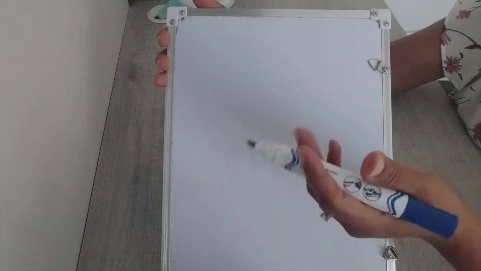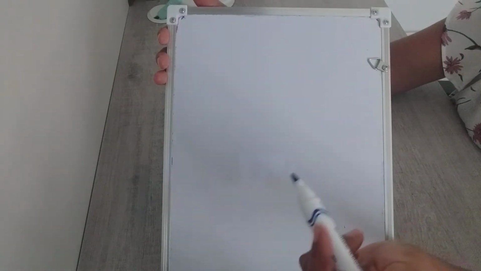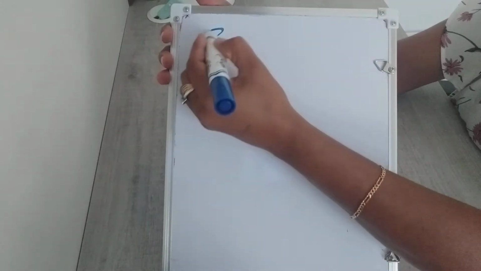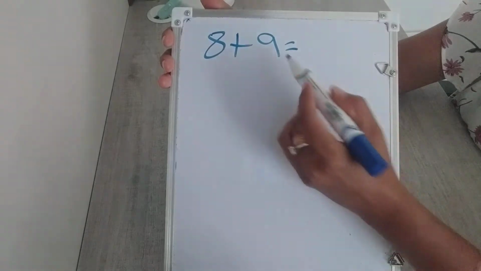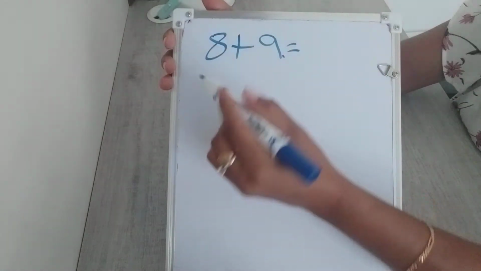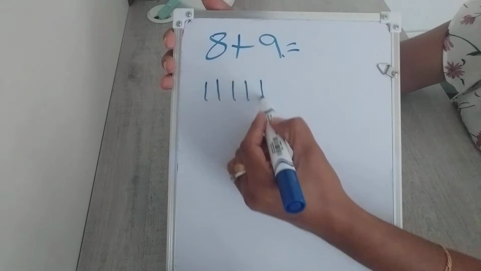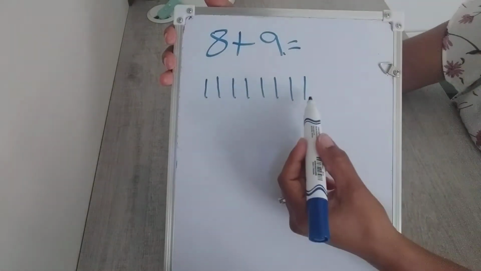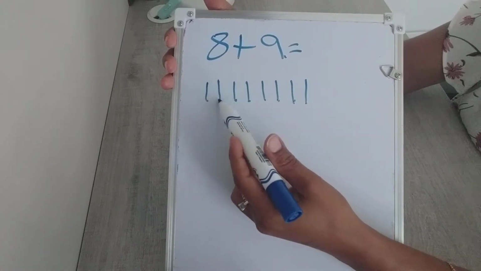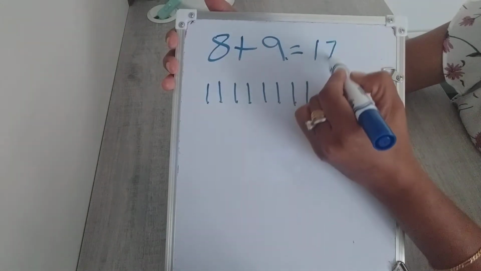Today we will learn addition of numbers: 2 digit with 1 digit, 2 digit with 2 digit, and 1 digit with 2 digit. I'll teach you an example: 8 plus 9. I keep 8 in my head, and here I have 9. 1, 2, 3, 4, 5, 6, 7, 8, 9. With 8 in my head, I count 9, 10, 11, 12, 13, 14, 15, 16, 17. What is the answer? 17.